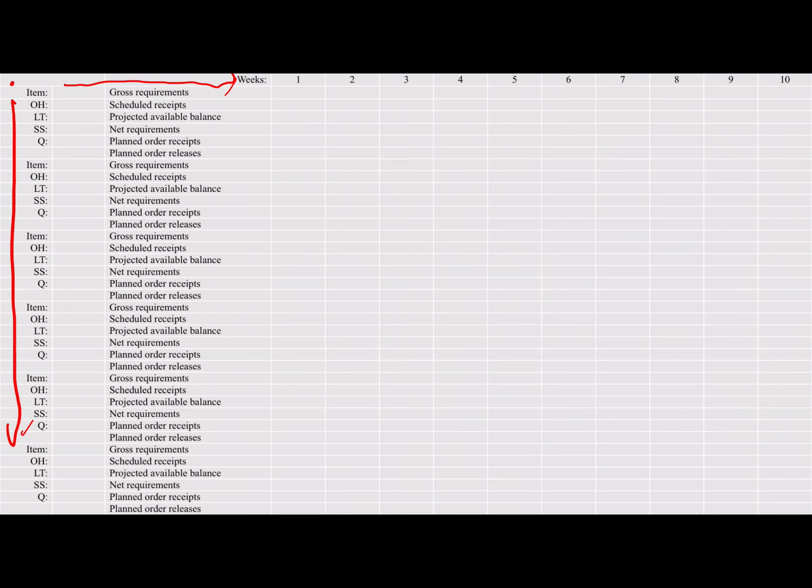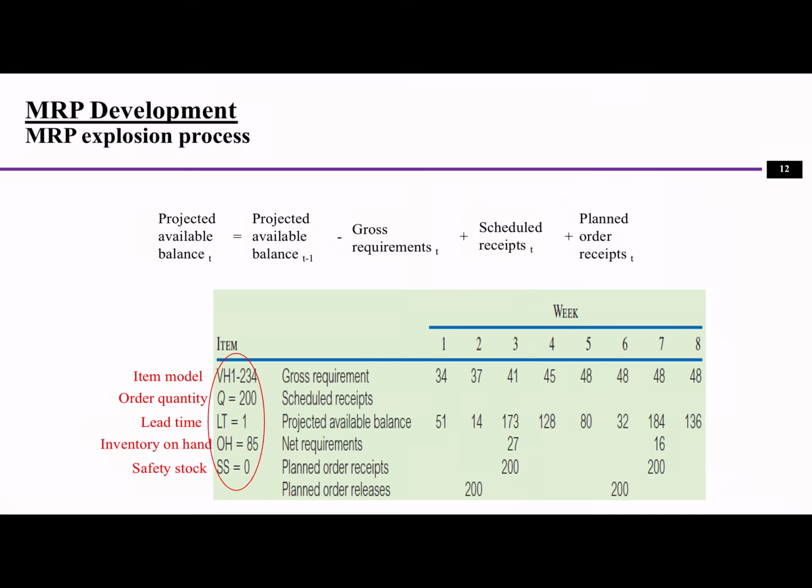Another is the unit model. This is one unit model we're going to look at. It looks like one single item, and this is all the information about one single item, right? OH means on hand, LT means the lead time, SS means safety stock, and Q means the order quantity. We can get detailed information from this table, okay?